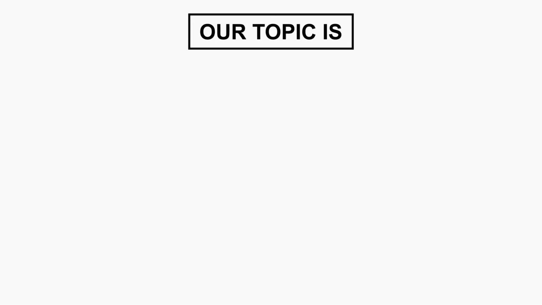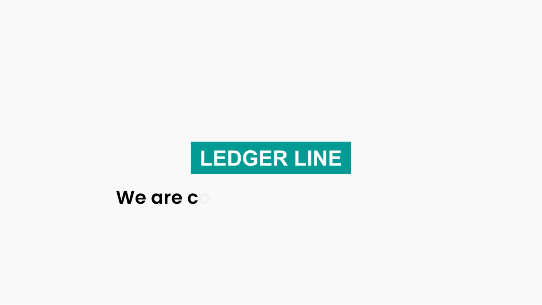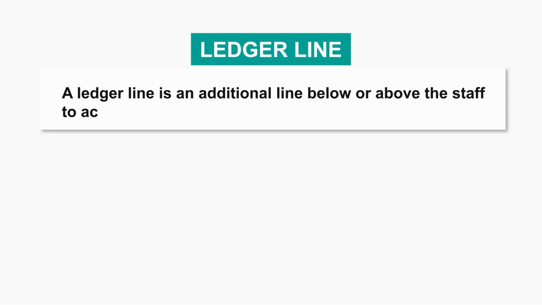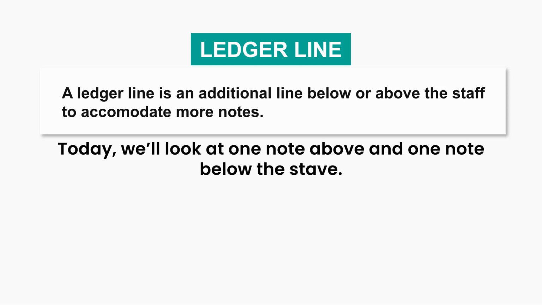In today's class, our topic is ledger line. Our topic is ledger line and we are considering note D and G. What is a ledger line? A ledger line is an additional line below or above the staff to accommodate more notes. Today, we are going to look at one note above and one note below the stave.